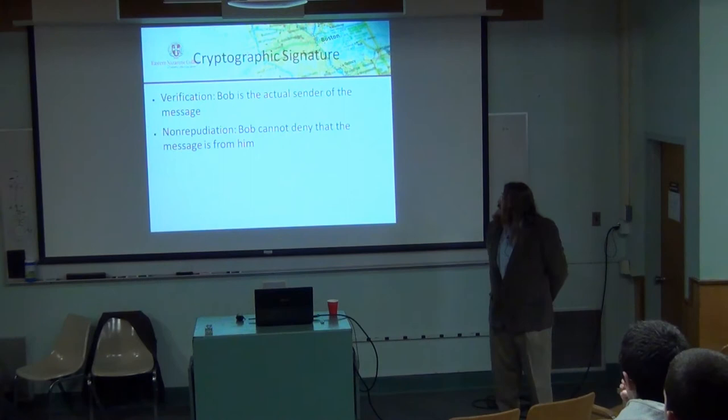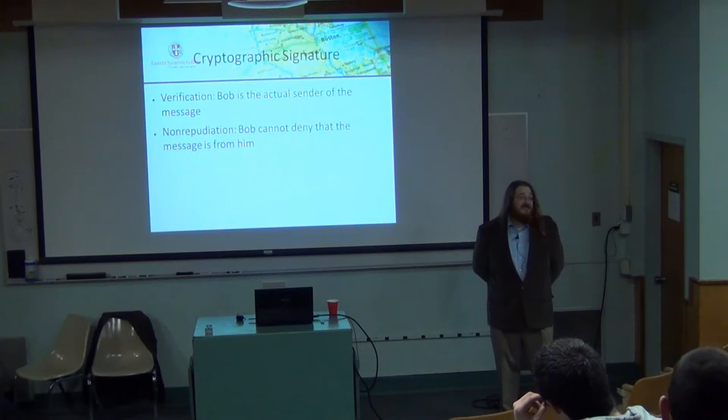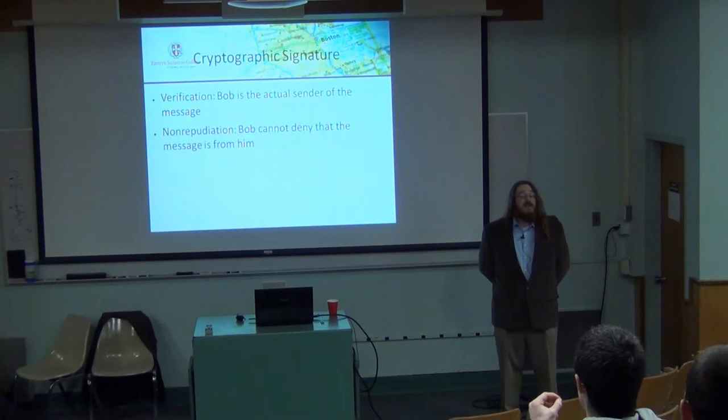There's also a non-repudiation scheme. Bob can't deny sending the message. That's the other thing the signatures allow for. So not only does Alice know Bob sent the message, Alice can also prove Bob sent the message.